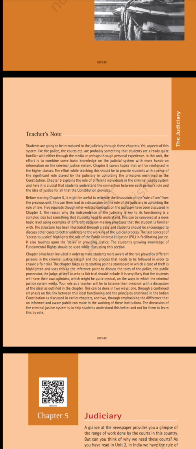The reason why the independence of the judiciary is key to its functioning is a complex idea, but something that students need to understand. This can be conveyed at a more basic level using examples of different decision making processes that the student is familiar with. The structure has been illustrated through a case, and students should be encouraged to discuss other cases to better understand the working of the judicial process.